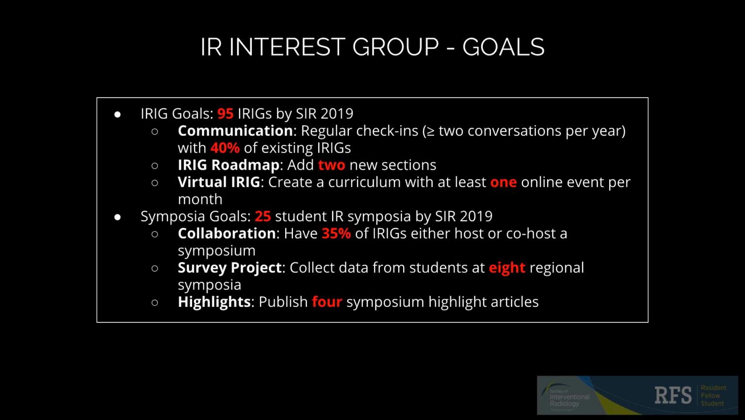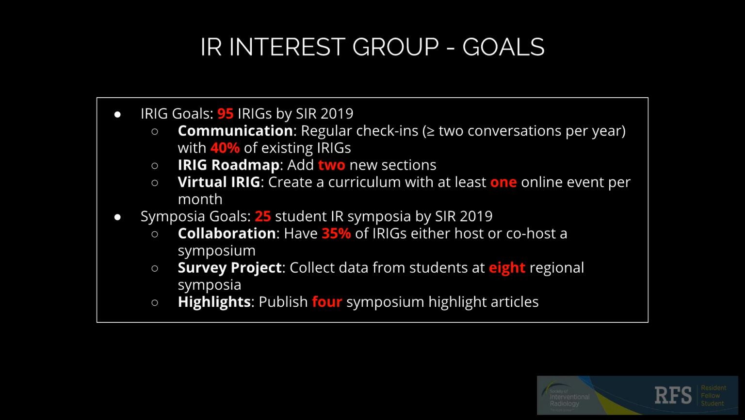And lastly, here are the quantitative goals our committee aims to reach by the SIR annual meeting in 2019. We'd like to have 95 IRIGs and combined RIG-IRIGs registered in our database. For our communication goal, we're aiming to have regular check-ins with 40% of IRIGs. And to improve our IRIG roadmap, we hope to have 2 new sections by next year. And in addition, we aim to develop a virtual IRIG curriculum with at least 1 online event per month.